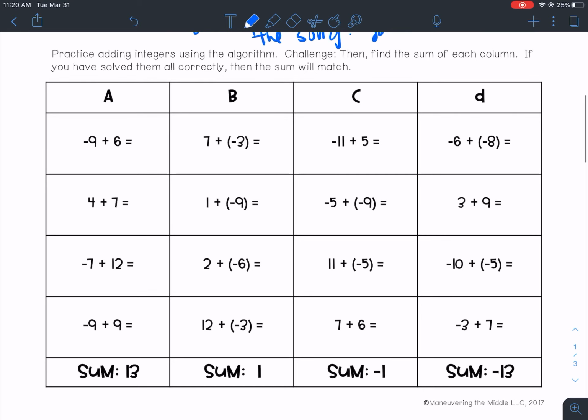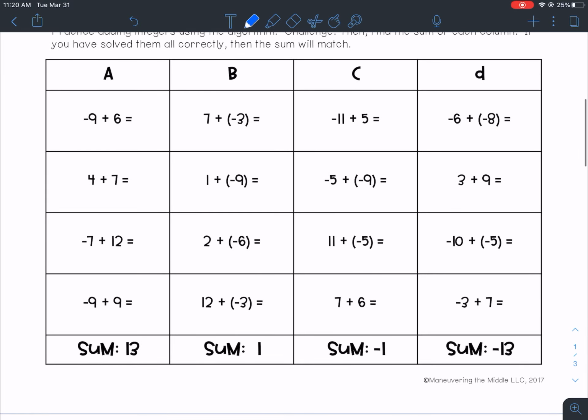So let me do a couple of practice problems. I want you guys to write them down. The first one I'm going to do, you're going to write down -9 plus 6. I'm going to think about the rules. Same signs? Well, no. I have a negative plus a positive, so I have different signs. Different signs subtract. So for right now, I'm going to subtract those two numbers.